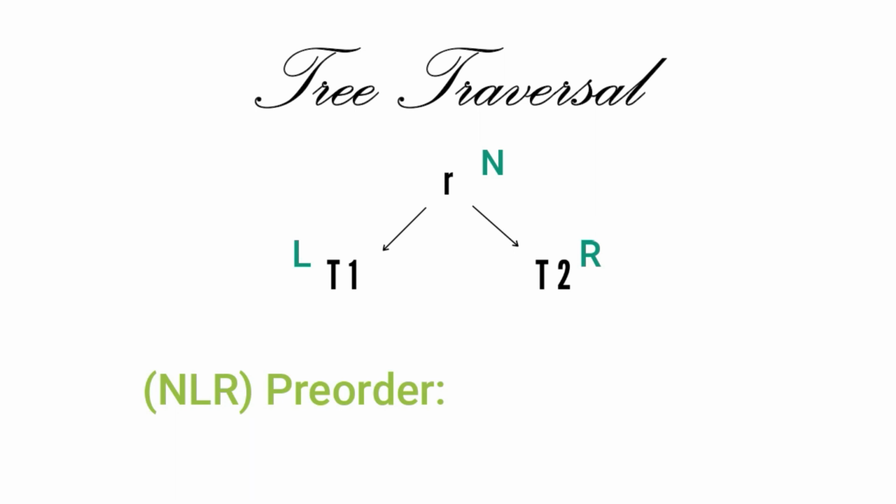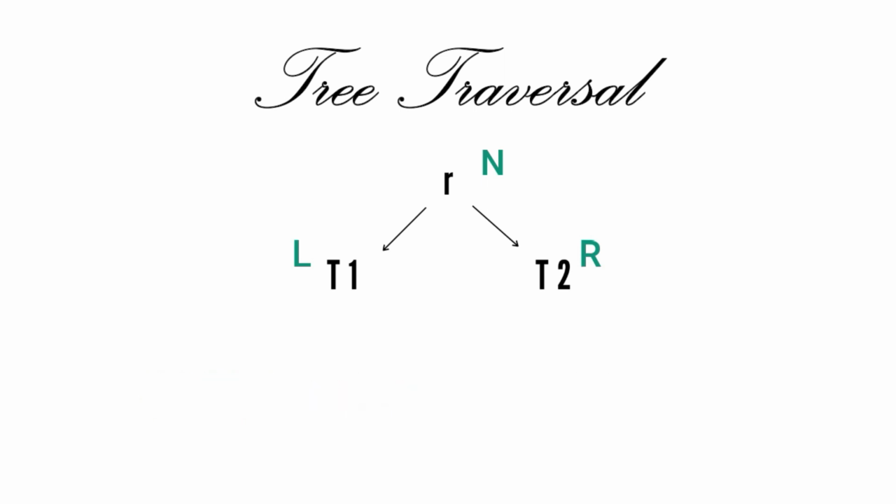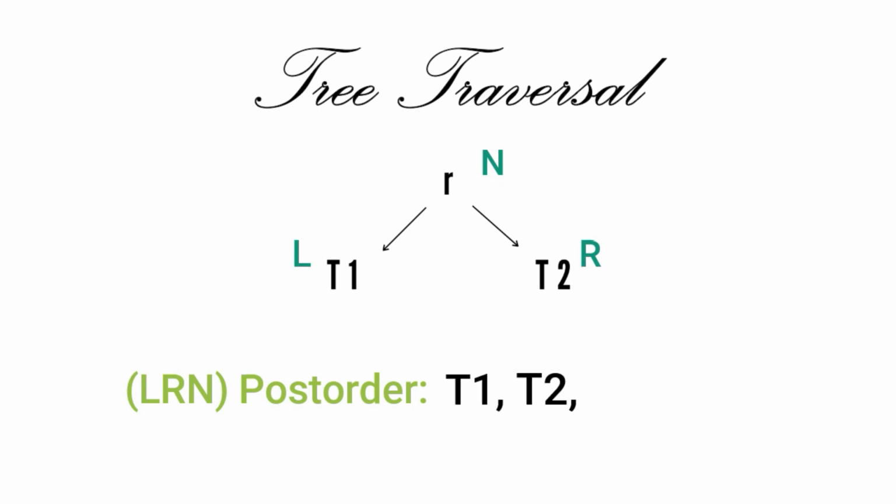The pre-order traversal begins by visiting the root. It continues by traversing T1 in pre-order, and T2 in pre-order. The next one, the in-order traversal, begins by traversing T1 in order, then visiting the root. It ends by traversing T2 in order. And for the last one, the post-order traversal begins by traversing T1 in post-order, then T2 in post-order, and it ends by visiting the root.